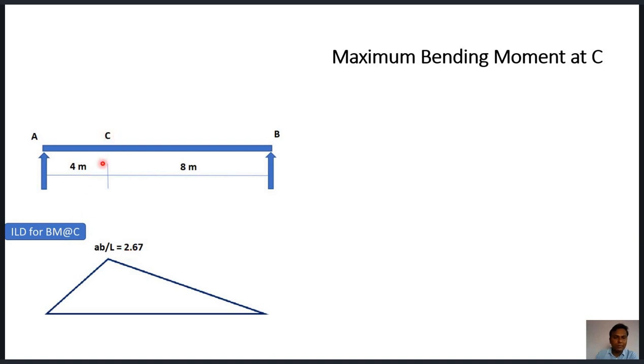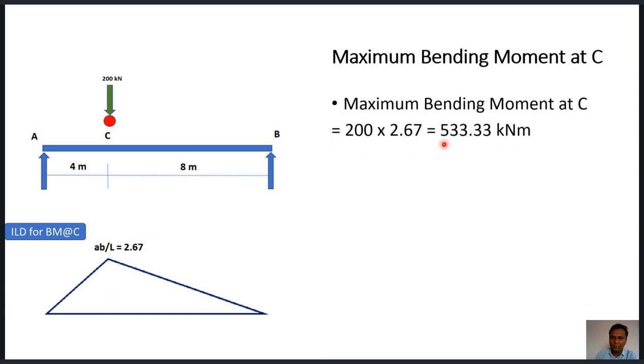Now in order to get maximum bending moment at point C, we need to place our point load exactly over this point C where we have this maximum ordinate, that is equal to 2.67. Hence you can find the maximum bending moment at point C, that is equal to 200 into 2.67, which is equal to 533.33 kilonewton meter. If you place this 200 kilonewton other than this point C, everywhere you can find the ordinates are going on decreasing. Obviously the value of the respective bending moment will be less than this value. Hence this is the best position to find the maximum bending moment at point C for this point load.